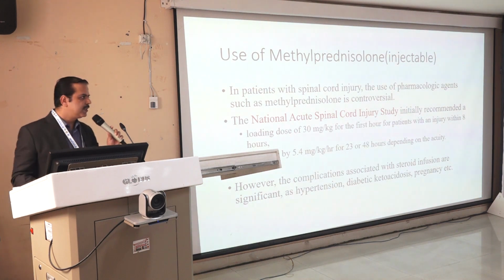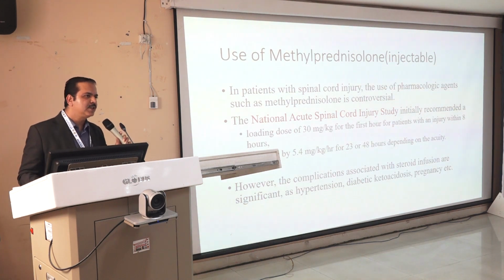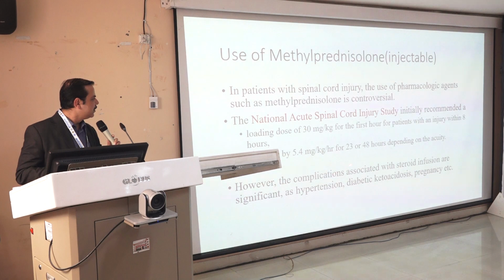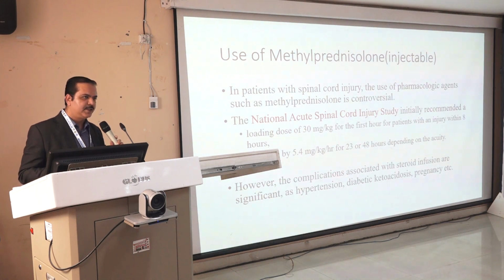Now, when to use methylprednisolone? It is one of the important questions that come across. Any patient within 8 hours, that is established practice nowadays, should be given methylprednisolone. The dose of methylprednisolone to start with is a loading dose of 30 mg per kilogram for the first hour, followed by 5.4 mg per kilogram per hour for 23 to 48 hours as infusion.